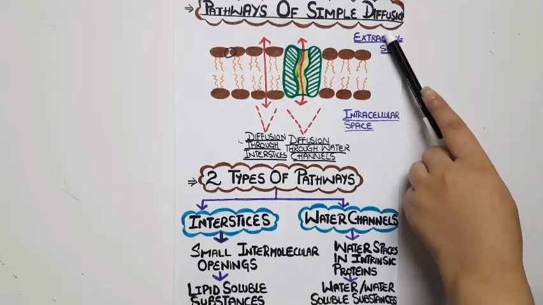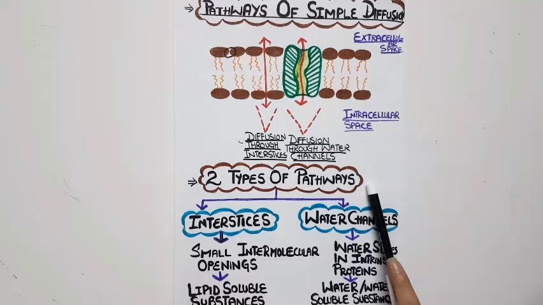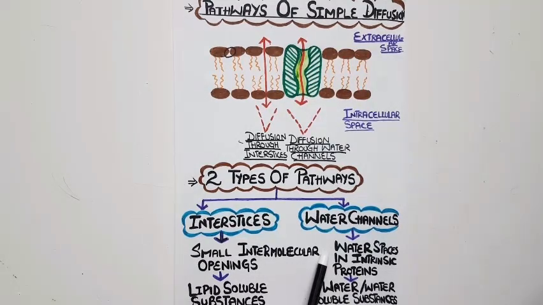Pathways of simple diffusion. There are two types of pathways: interstices and water channels. Interstices are small intermolecular openings, and this pathway can only be followed by lipid soluble substances. Then water channels. These water channels are water spaces in the intrinsic proteins, and this pathway is followed by water or water soluble substances.